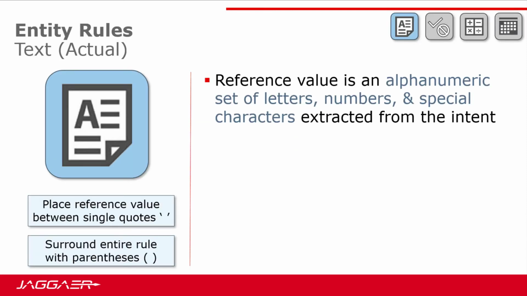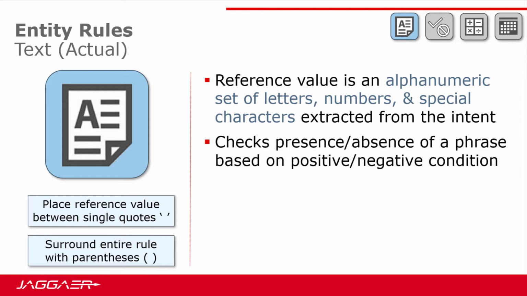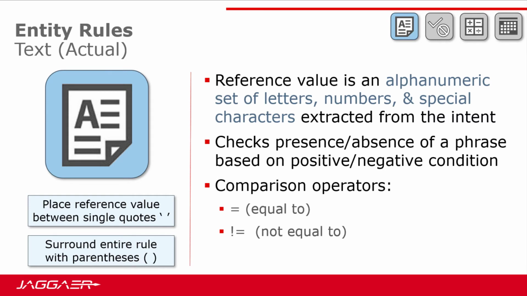For text actual, the reference value will be an alphanumeric set of letters, numbers, and/or special characters extracted from the intent. So this is going to check the entity for the presence or absence of a specific phrase, and it's based on a positive or negative condition. Comparison operators for writing this rule are the equal sign, which of course means equal to, and exclamation point equal sign, which means not equal to. So acceptable reference values here would be letters between A through Z, both lowercase and uppercase, numbers, and some special characters as well. The reference value should be placed between single quotes when you're writing the entity rule, and you need to surround the entire condition with parentheses.